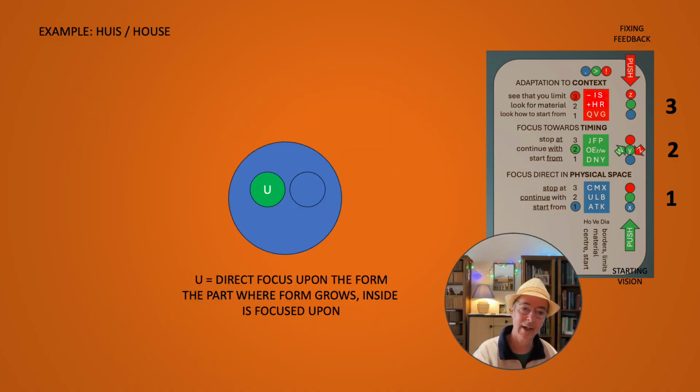The second letter in the Dutch word is the U, and that's from the first category. It's a direct focus upon the form, and it focuses especially on the place somewhere in between the form, where the form will grow inside it, and there is focused upon. That's the letter U. It's the same for all the words with U. But it's not just U, it's HUIS. It is a combination of U with I, if you look at the written down letters.